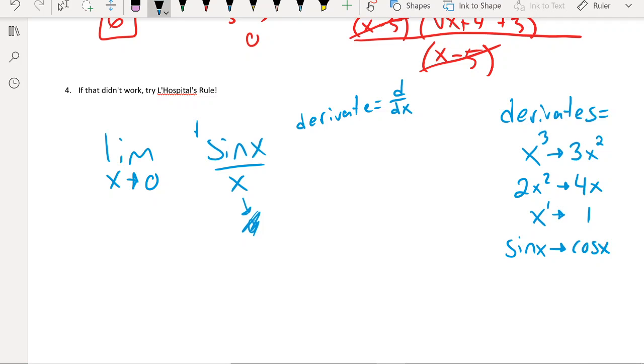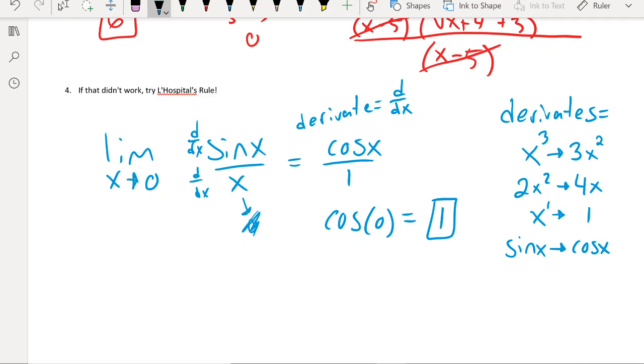So if I take the derivative of this and this individually, the top and then the bottom, I get another thing that has the same limit value. So the derivative of sine is cosine, the derivative of x is 1. Now I can plug in 0. So I just need to know what the cosine of 0 is. Well, the cosine of 0 is 1. So the answer is 1. All right, so there's L'Hopital's rule.